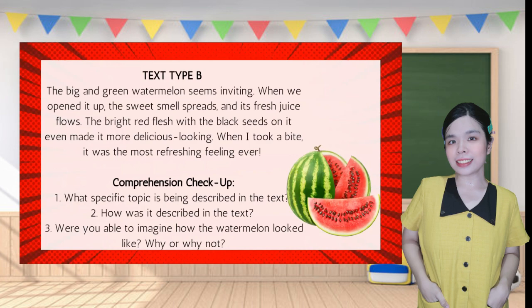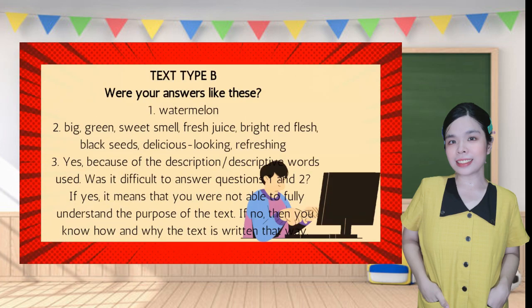So in this paragraph, the big and green watermelon seems inviting. So were your answers like this? Number 1, watermelon. Number 2, big, green, sweet smell, fresh juice, bright red flesh, black seeds, delicious looking, and refreshing. And number 3, yes, because of the description or descriptive words used.